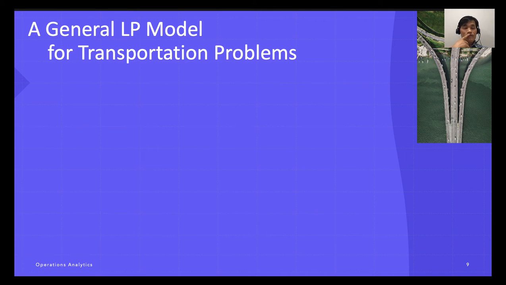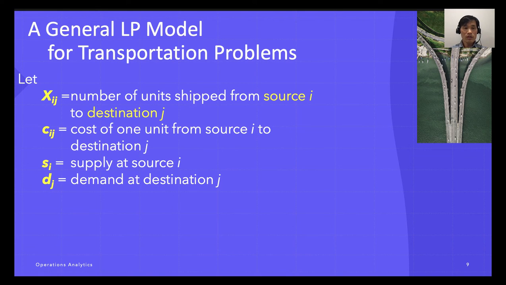So this is a general linear programming model for the transportation problem. I just want you to learn the notation of linear programming. Xij, as I said, where i means source and j means destination, is the number of units shipped from source i to destination j. How many shipments do we need to make? That's going to be represented by Xij.